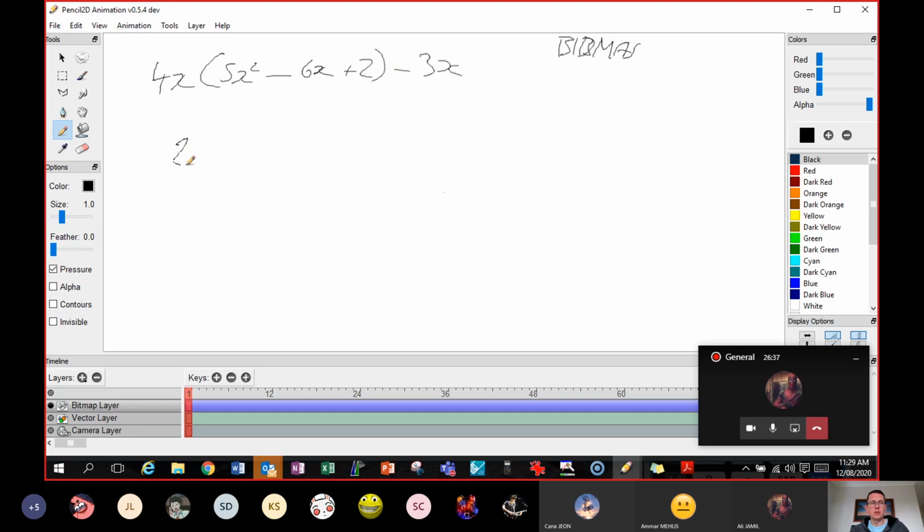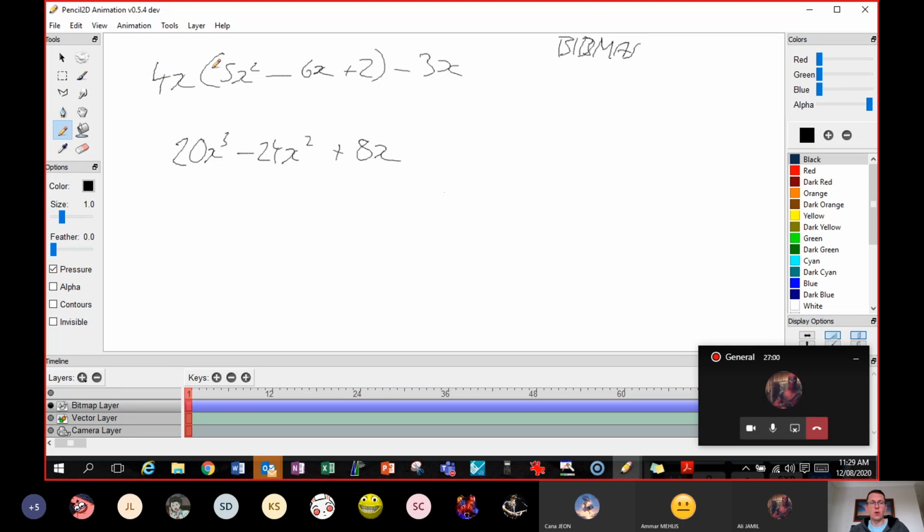So that will turn it into 20 x to the power of 3. This will be negative. Negative 6 times 4 will give you 24. X times x will give you x squared. Then I've got a positive number times a positive number. It's going to give me positive. That's going to give me 8x. Now I've expanded my brackets.